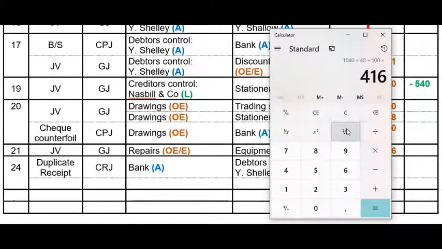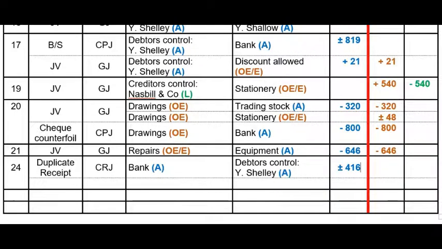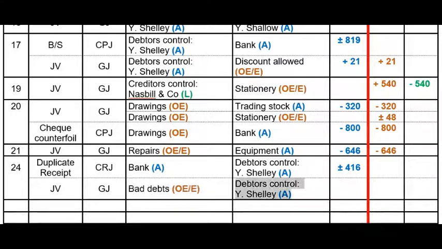Then the rest. So you say 1,040 minus 416. The 624 that's remaining, the other 60 cents in the rand of her account, will be written off as bad debts. And we do this in the general journal. So we will issue a journal voucher in the general journal. The account that will be debited is an expense account called bad debts. And the account that will be credited is debtors control Y Shelley. And because an asset is credited, it's minus in assets.